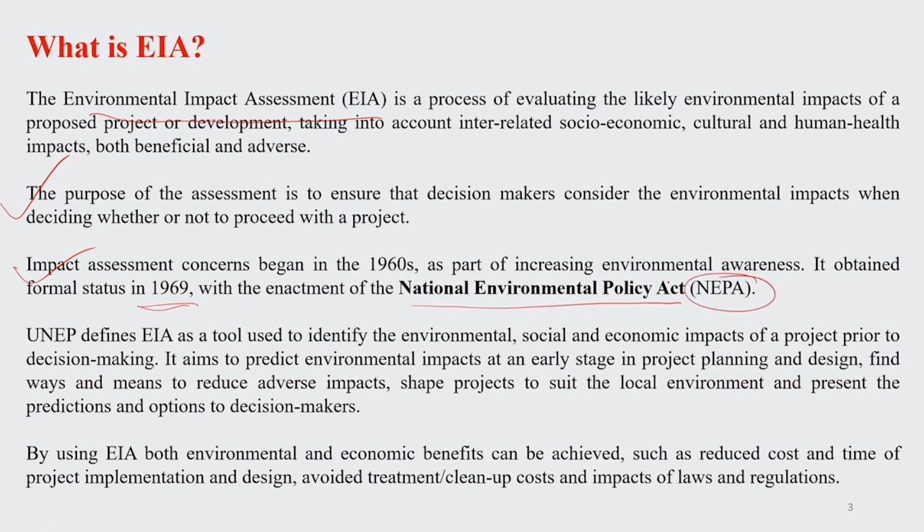famously known as NEPA. The United Nations Environment Program, UNEP, defines EIA as a tool which is used to identify the environmental, social and economic impacts of a project prior to decision making. This also aims to predict the environmental impacts at a very early stage of project planning and design. It also finds the ways and means to reduce the adverse impact of a project on the environment, and also helps the project to adjust or suit the local environment, and thus presents predictions and options to the decision makers.